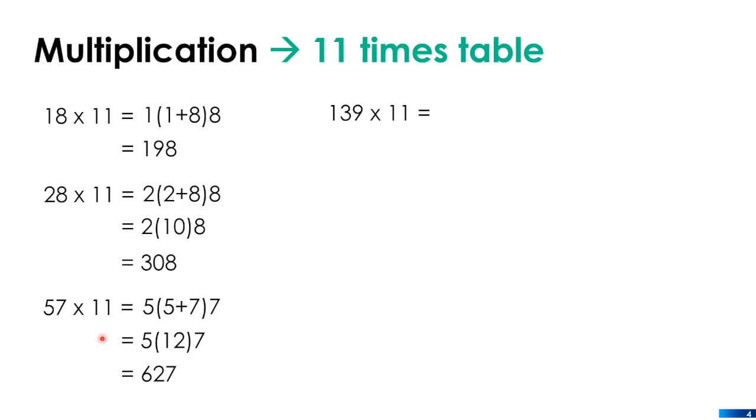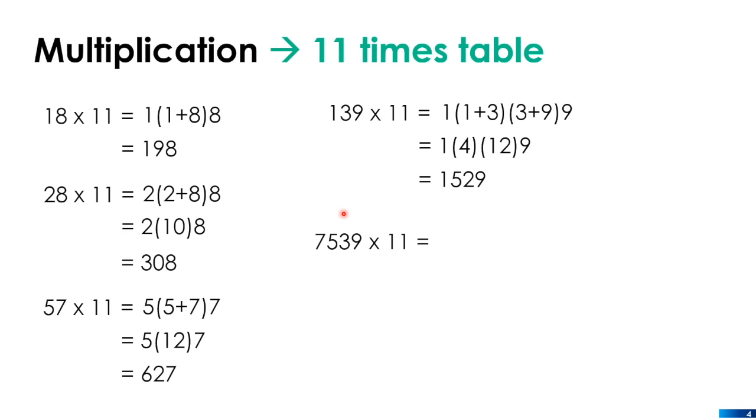139 times 11. You get 1, 1 plus 3, 3 plus 9, and 9. So the answer would be 1, 4, 3 plus 9 is 12, and 9. So because this is 12, the 1 you have to bring it over to the hundreds. So you have to bring it over to the 4. So it becomes 1, 5, 2, 9.